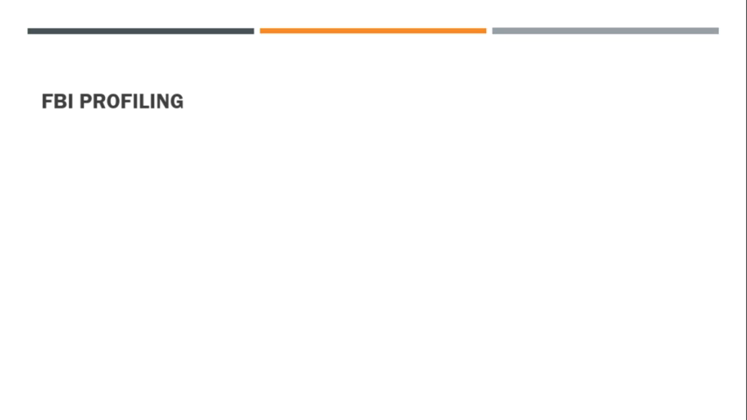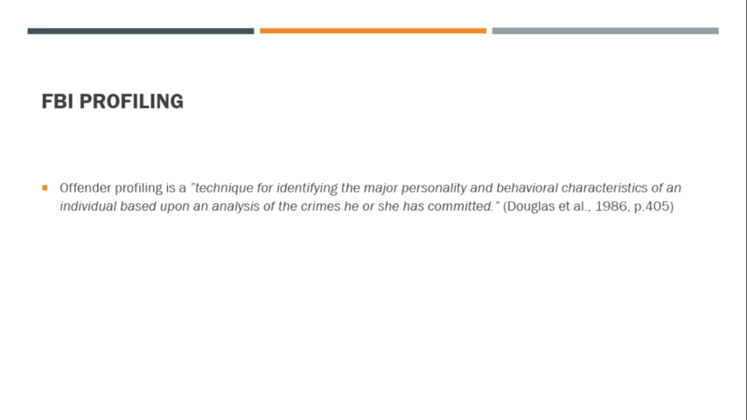FBI profiling. Offender profiling is a technique for identifying the major personality and behavioural characteristics of an individual based upon an analysis of the crimes he or she has committed. Mainstream profiling didn't come out of the FBI until the late 1970s. However, until the FBI Academy started publicising their work, it wasn't very well known about.